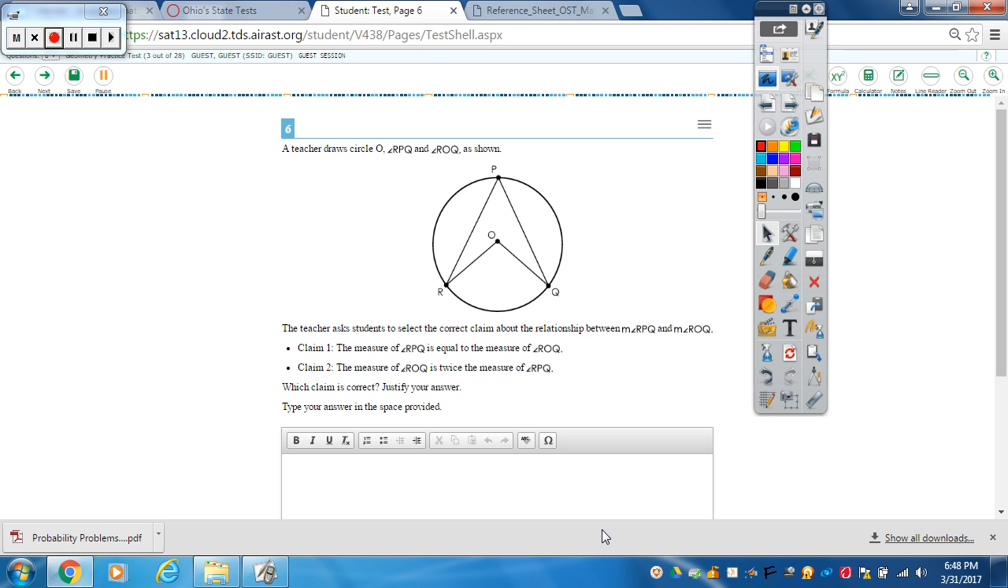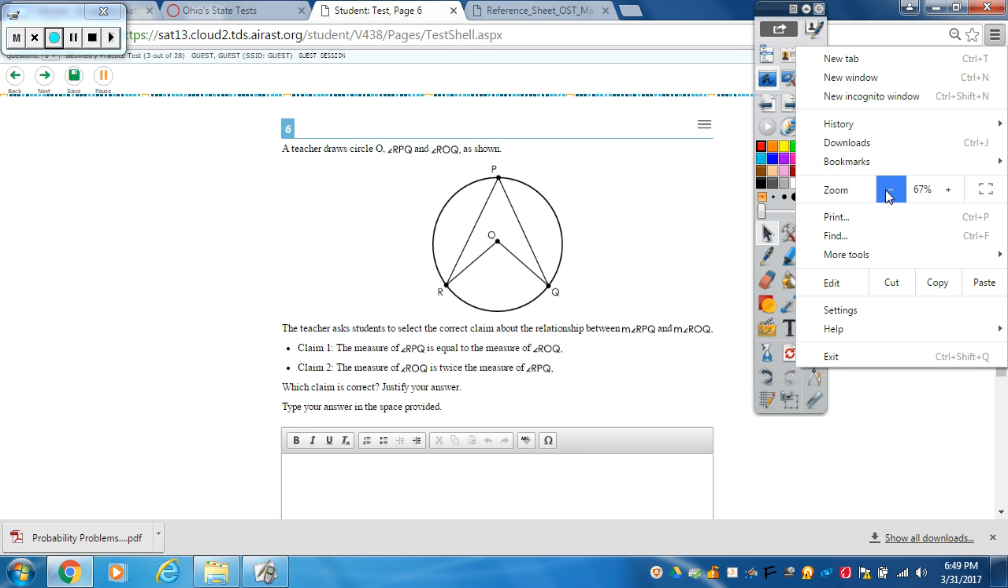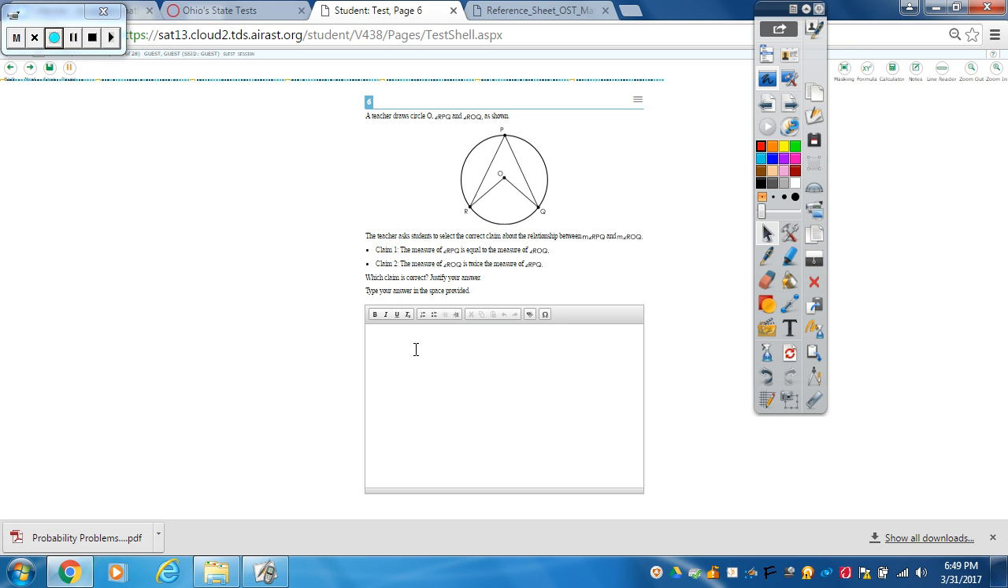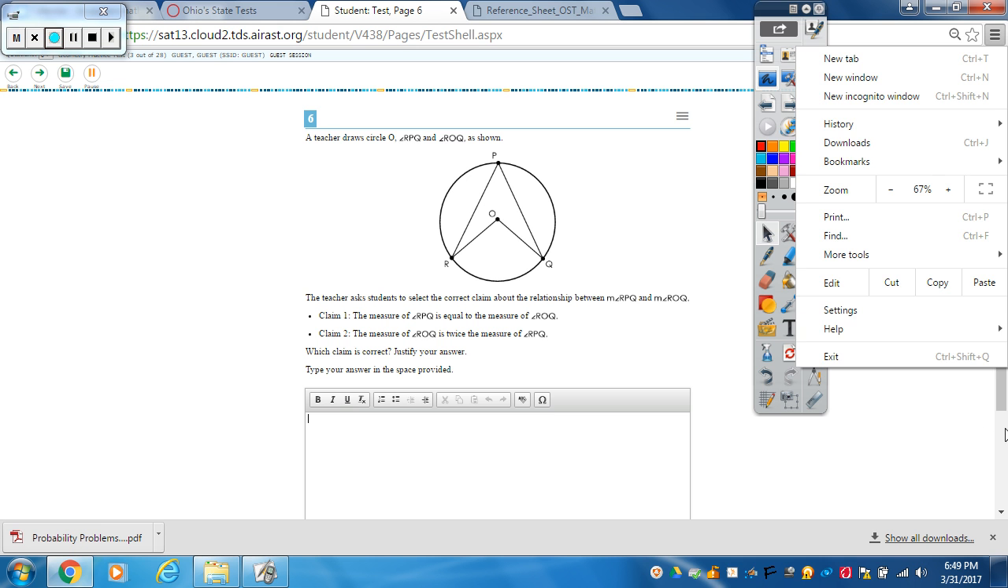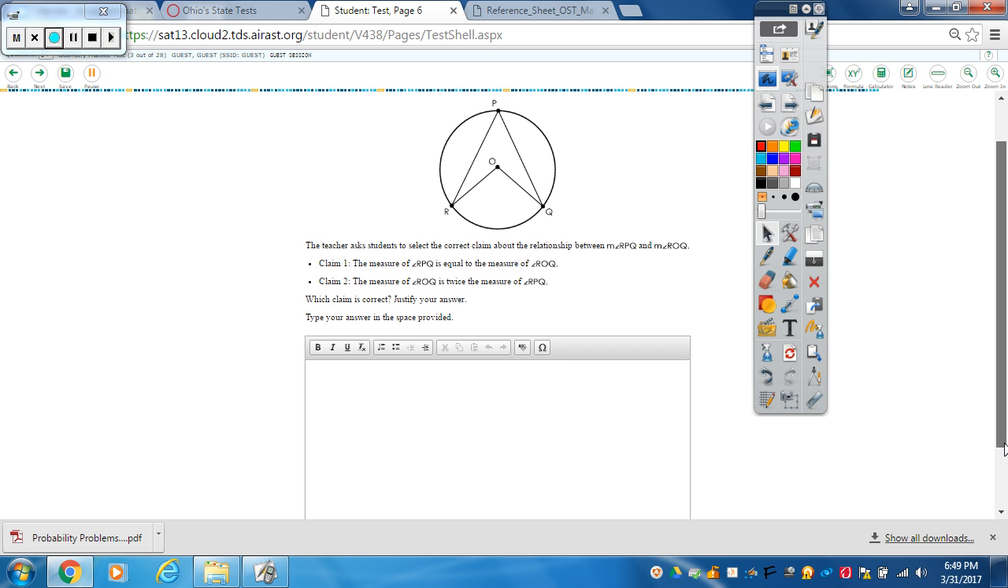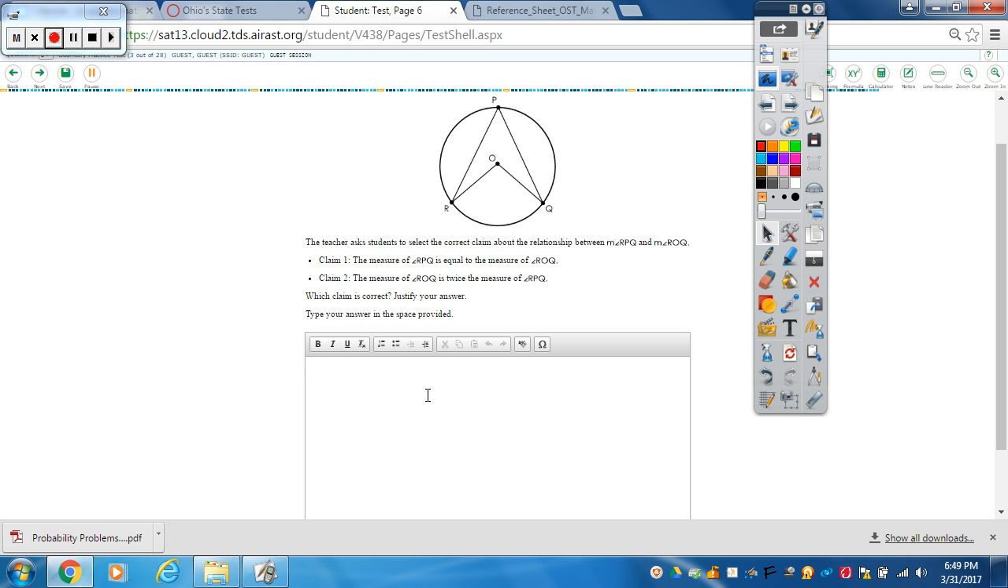Okay, so if I were to do something like this, let me go ahead and make this smaller here. I don't know if you can see that. Maybe that's too small. Okay, so if I were to do something like this, I would say something like this. I would have to say something to the effect that angle ROQ is equal to arc RQ itself. So I would probably say something like this.